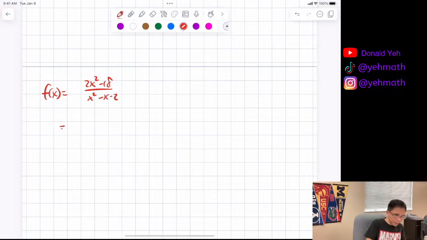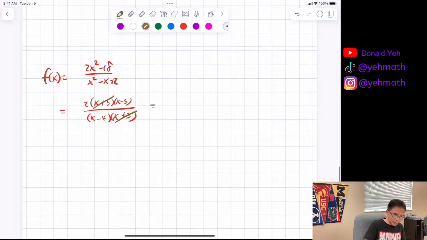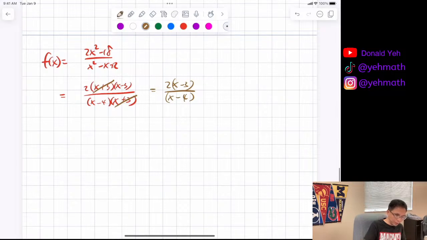Okay, so this one you should have factored as 2x plus 3, x minus 3. And this one should be x minus 4 and x plus 3. So you should see there is a hole here. This is the function you are graphing, by the way. So there was a hole. Where's the hole at? At negative 3, sorry. And I'm going to plug negative 3 into here.